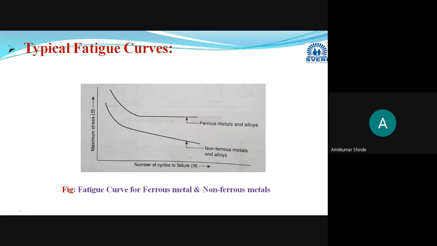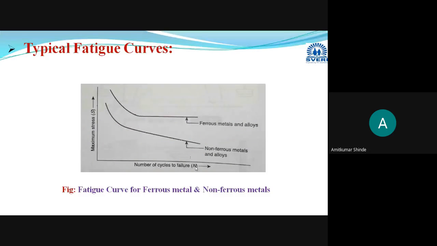Okay, this is the stress, and this is the number of cyclic fluctuations. That will be termed as the SN curve, or it is also known as the fatigue curve. And here two types of fatigue curves are shown in this diagram.